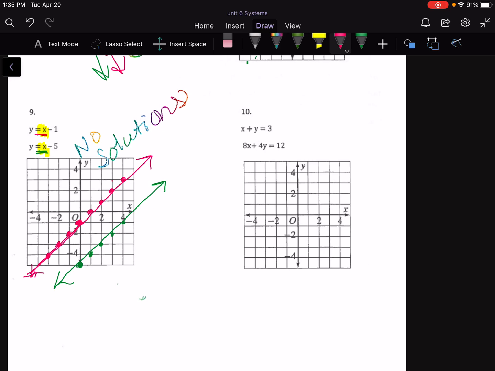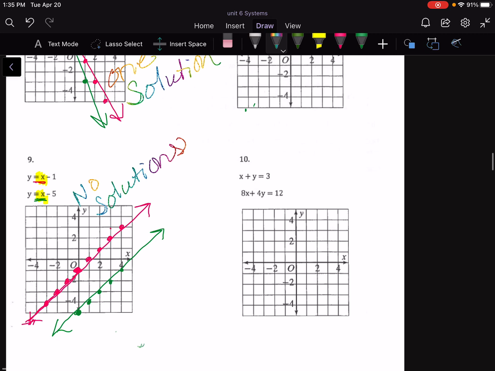And the last one I want to take a look at is something like number 10, because on a question like number 10, neither one of these is in slope-intercept form, so we need to put them in slope-intercept form. So remember, our goal is to have this in y equals mx plus b form. So the first one is pretty easy to get there. It's really just one step.